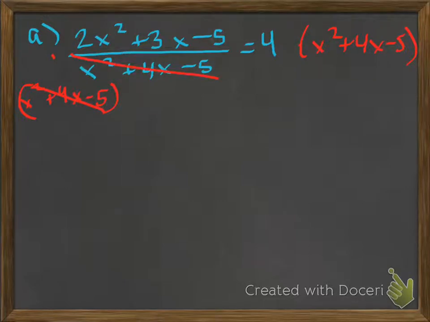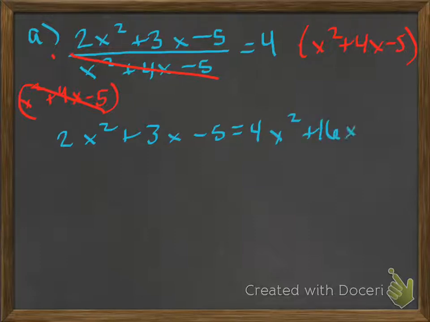So that means I'm now going to not have a fraction anymore, and I'm going to be left with 2x squared plus 3x minus 5. Notice on the right hand side I put it in parentheses so that you can clearly see that it's 4 times that entire trinomial. So I'm going to distribute that 4 in. So it will become 4x squared plus 16x minus 20. Now I've cleared the fraction and now I have 3 terms on each side respectively.